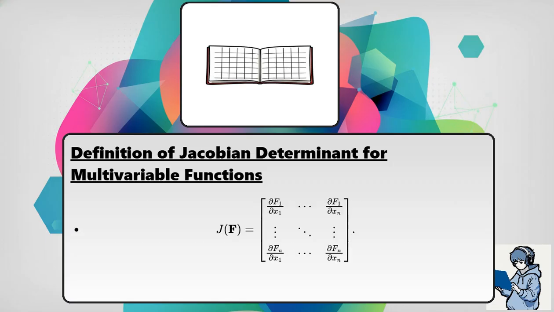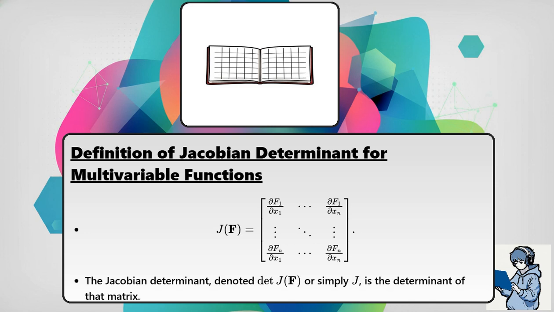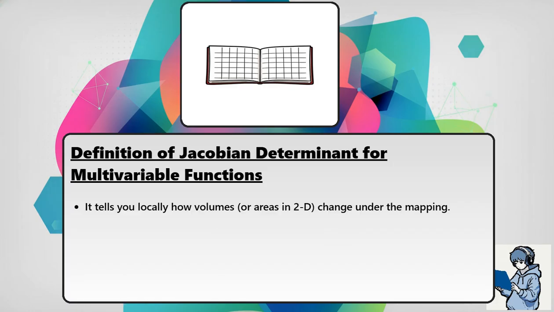J of f equals a matrix whose ij entry is the partial derivative of f_i with respect to x_j. The first row is partial f_1 over partial x_1, through partial f_1 over partial x_n. The last row is partial f_n over partial x_1, through partial f_n over partial x_n. The Jacobian determinant, denoted det J of f or simply J, is the determinant of that matrix. It tells you locally how volumes, or areas in 2D, change under the mapping.